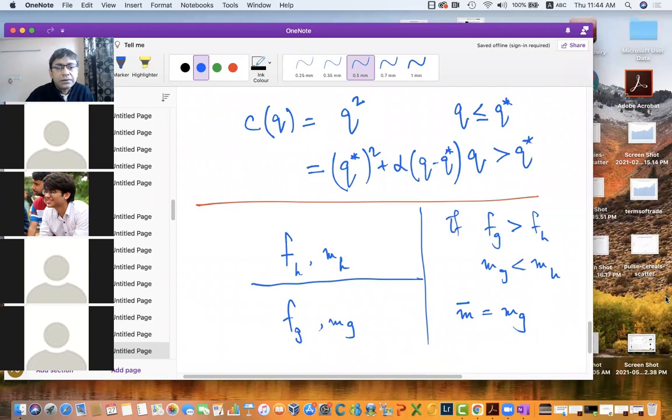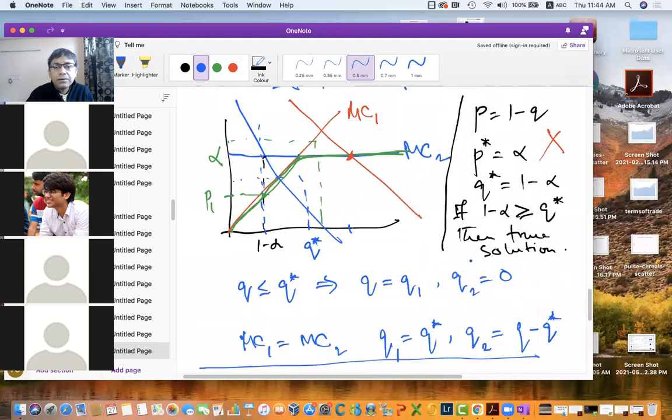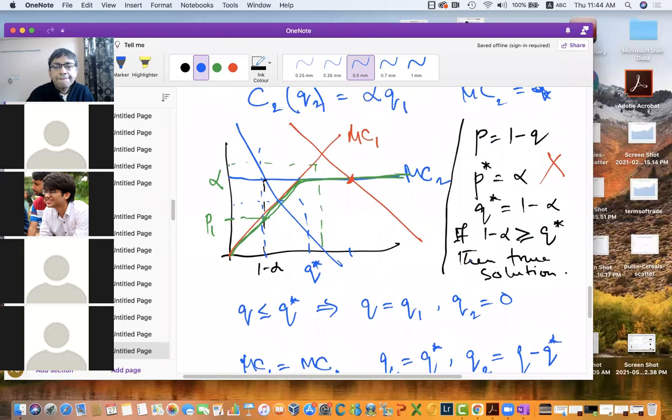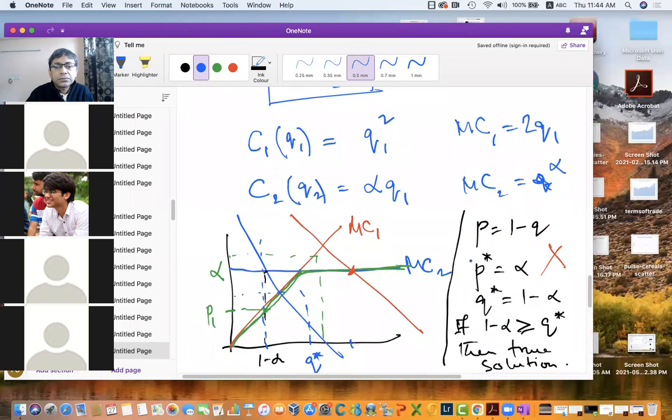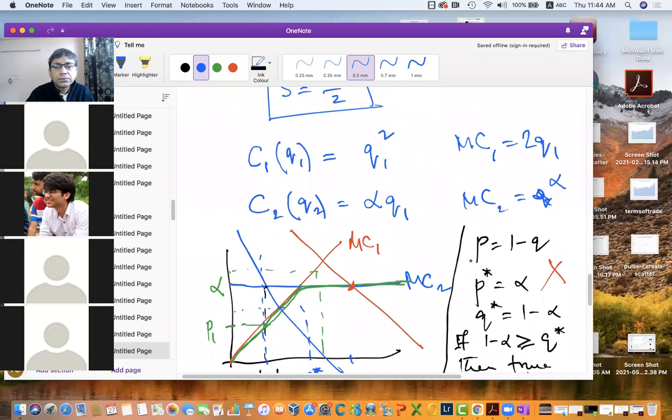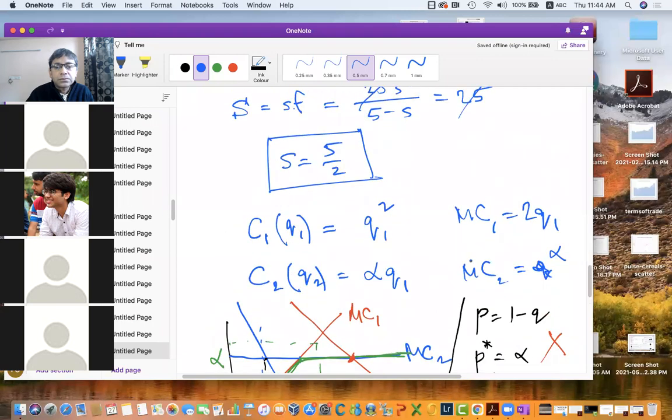Sir, in the question that you discussed before this, can you just scroll up a little? Yeah. So here I'm not clear how we'll find Q star. I took that case where P is equal to alpha and I found the total quantity. And I'm not able to understand what we'll do after that step.